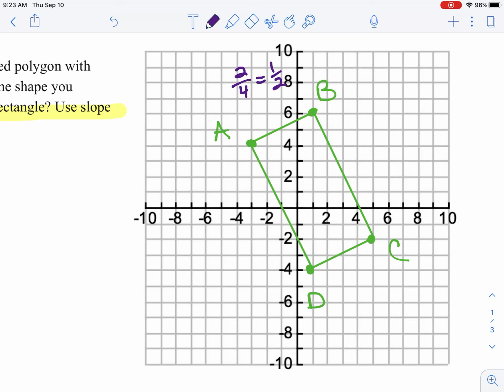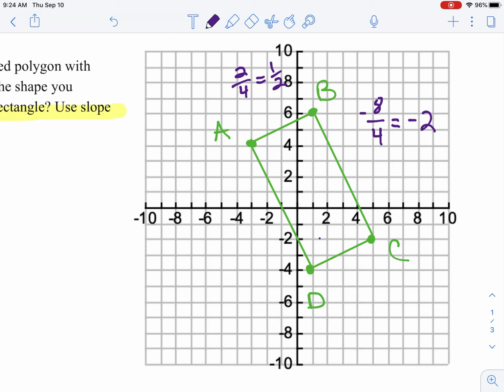Now my slope for line BC is going to go down and to the right. So I'm going to go down 1, 2, 3, 4, 5, 6, 7, 8. And then I'm going to go to the right 1, 2, 3, 4. So since I'm going down 8, that would be a negative 8 over 4, which also reduces to a negative 2. So the slope of BC is negative 2.